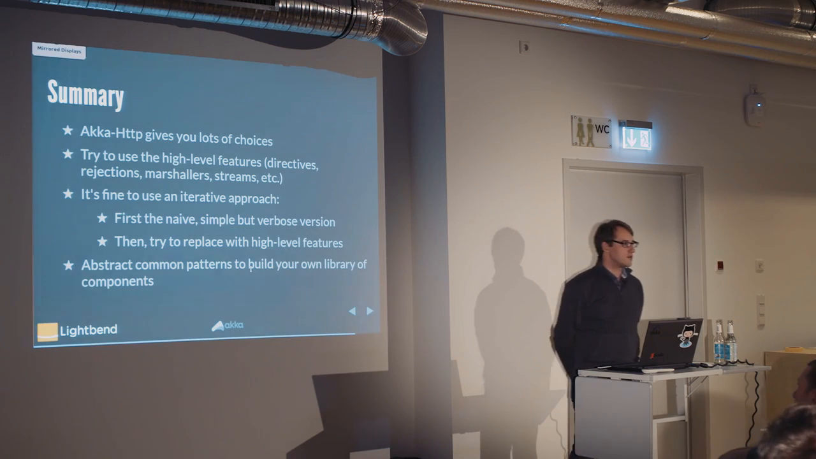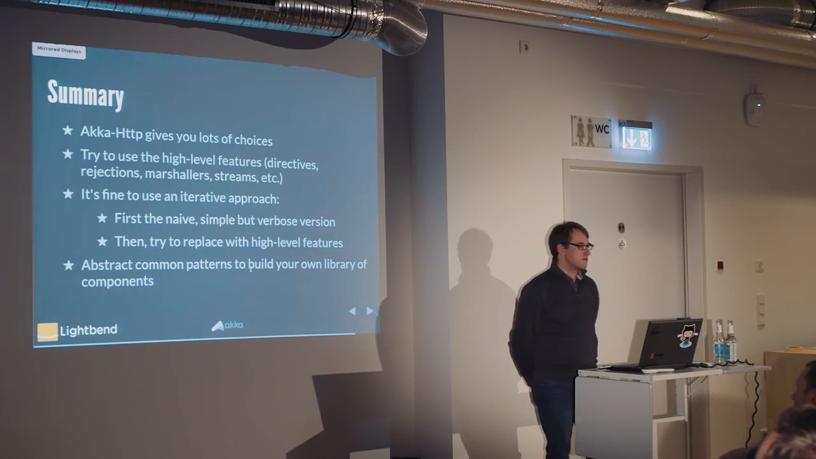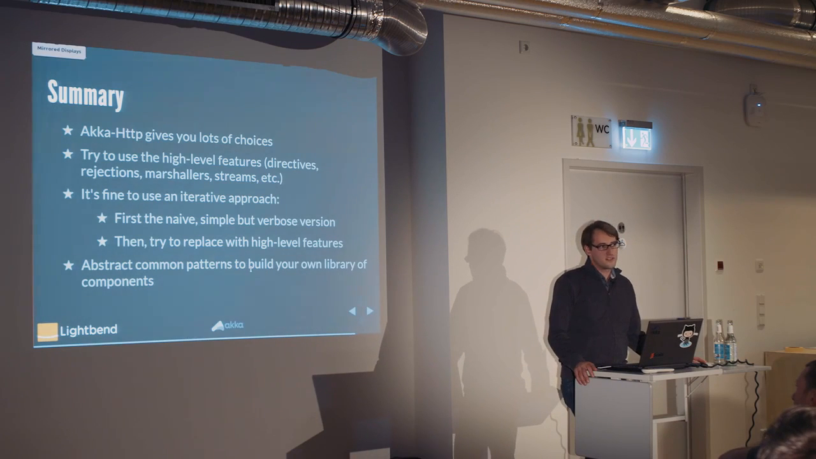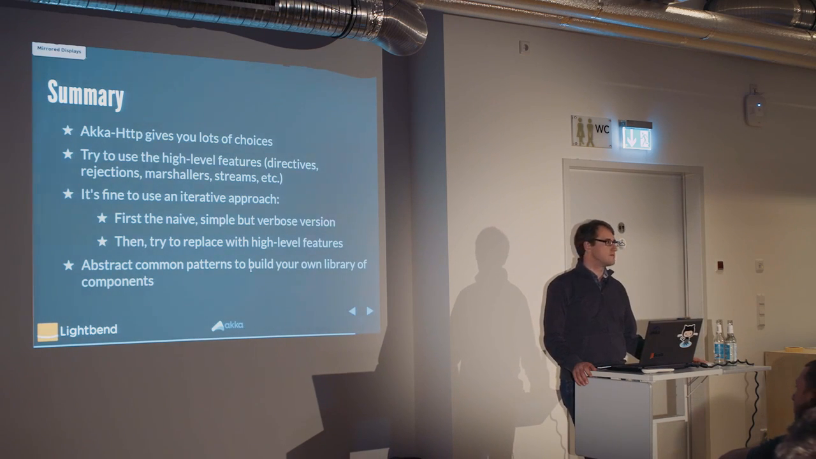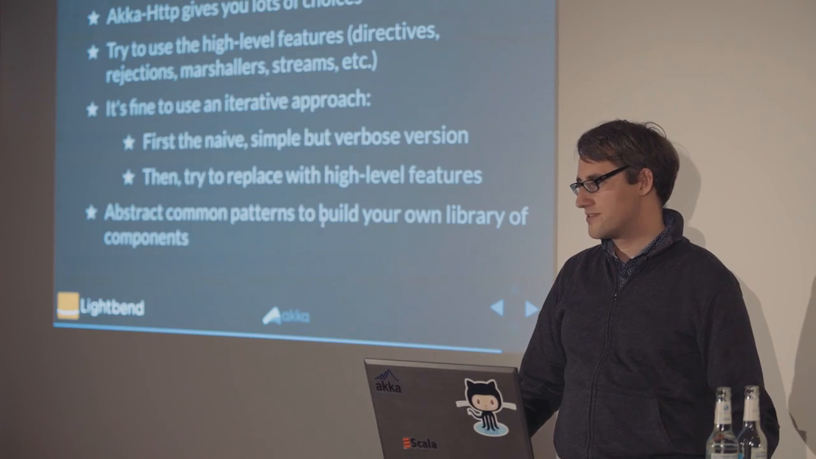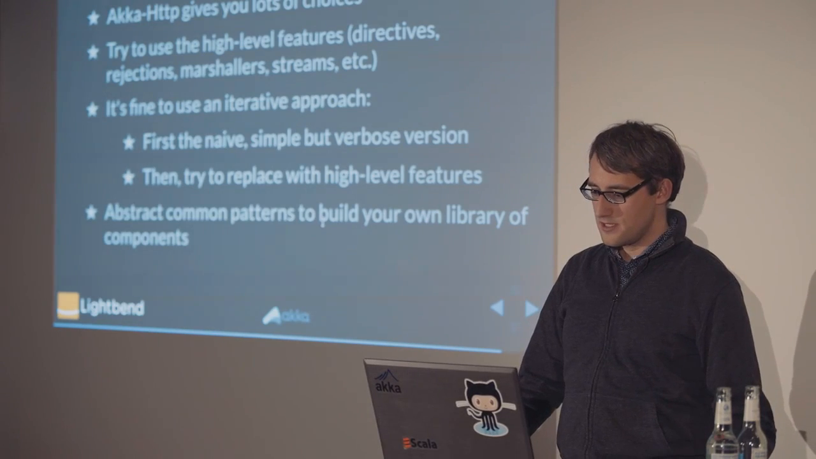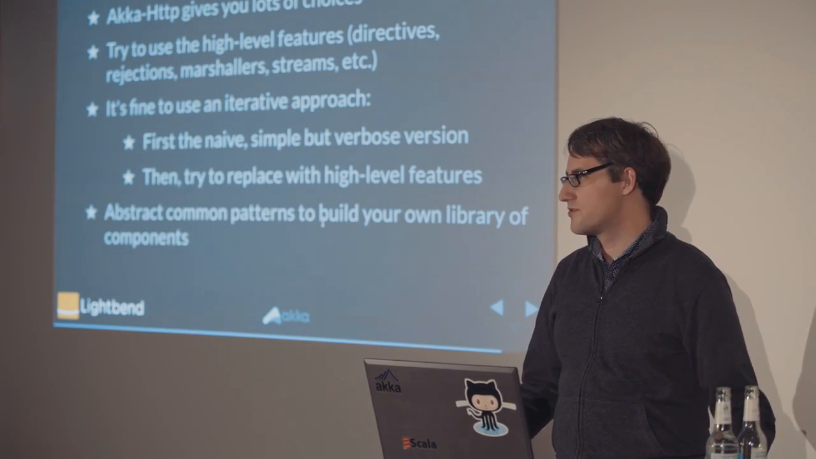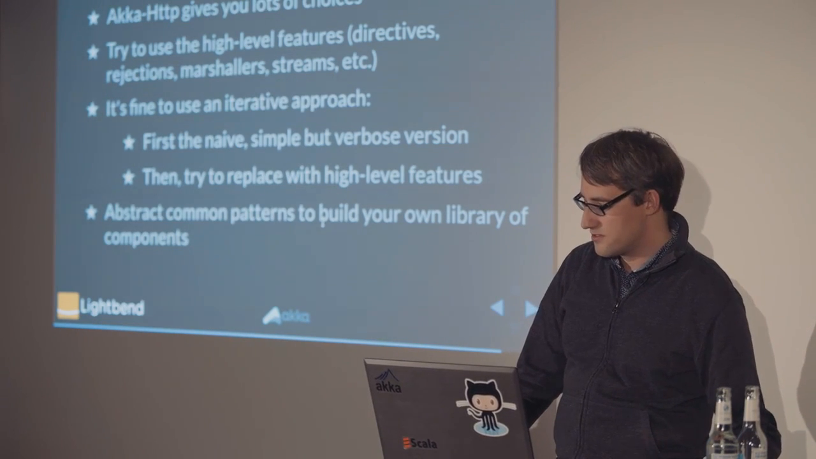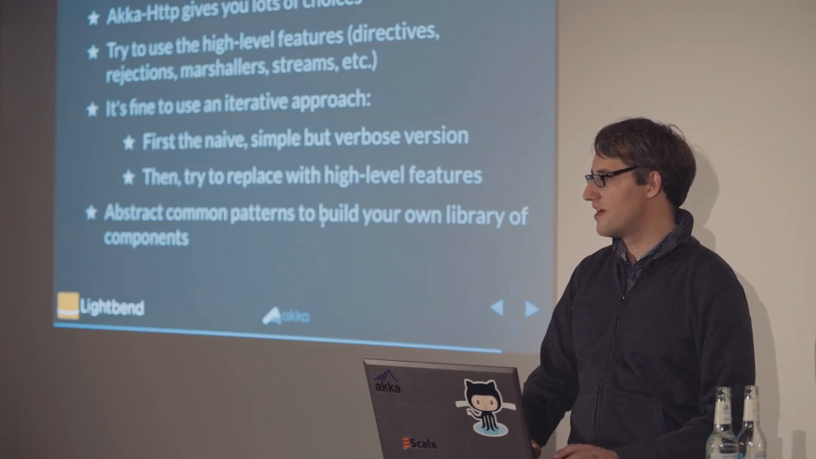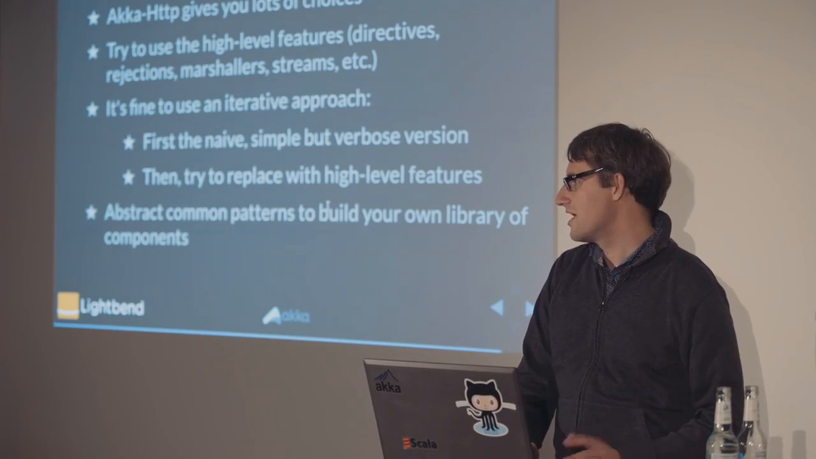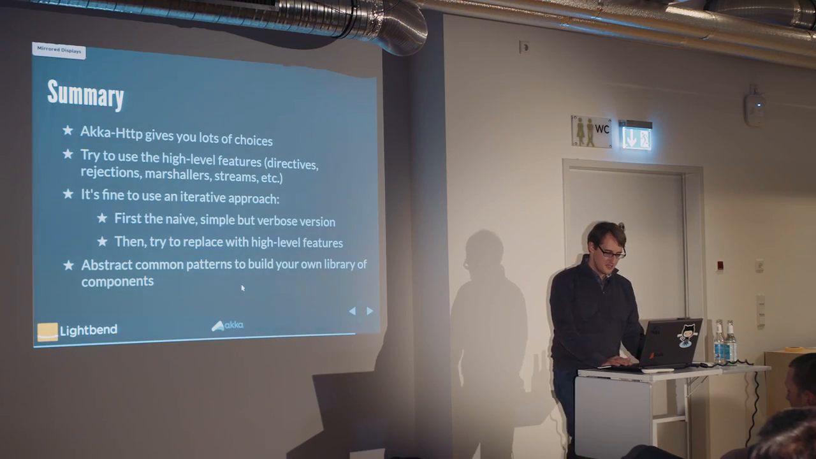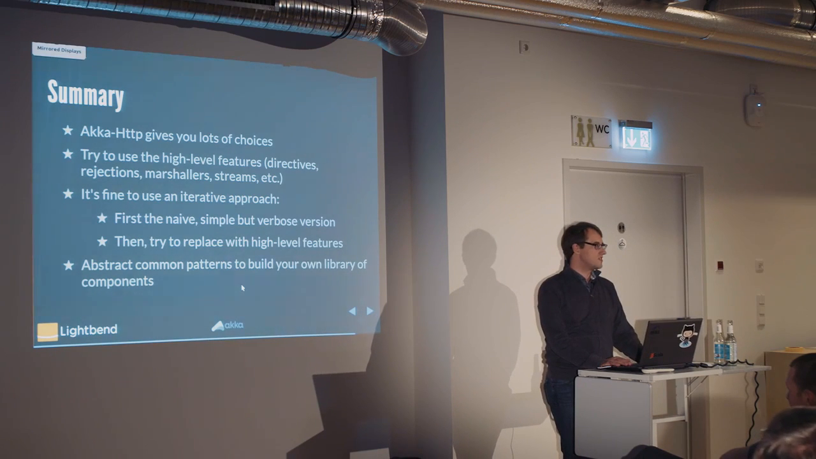The summary is Akka HTTP gives you lots of choices and lots of freedom. In general, you should try to use the high-level features first, and then if that doesn't work, you can always go back layer by layer. If you need extra functionality, you can also override the defaults, and there are fallbacks if clients are not compliant to the spec and you get stuff from them, you usually can access it somehow. But it's also fine to use the lower level APIs and write a verbose version first and then try to convert it to higher level features. We won't say how you have to structure your code.